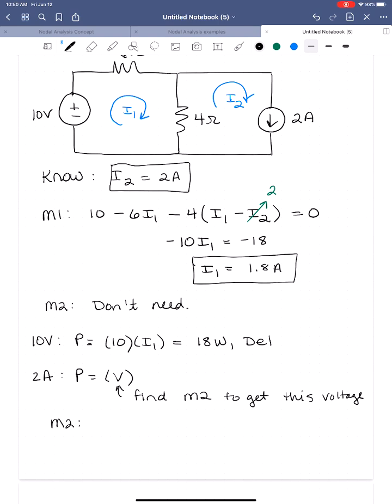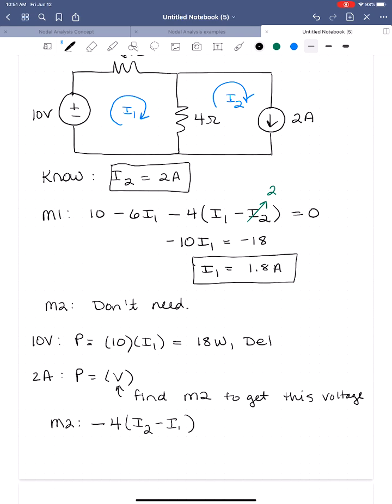I'm going to start with the 4 ohm resistor. It is shared between 2 meshes. The mesh current I'm dealing with flows from plus to minus, so I'm going to subtract the voltage. That's going to be 4 times I2, because I2 flows from plus to minus by the rule, and I1 flows against. So that's going to be minus 4 times (I2 minus I1).